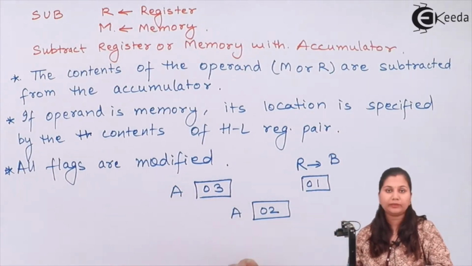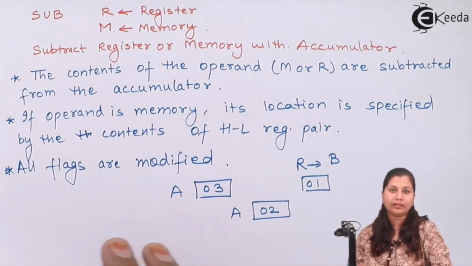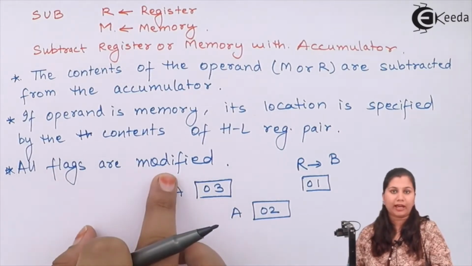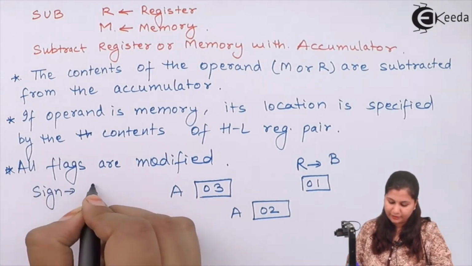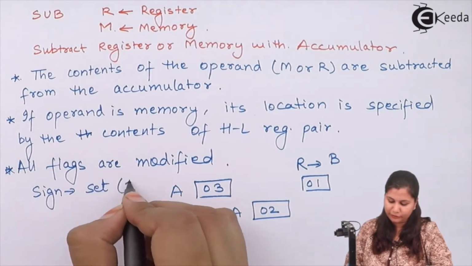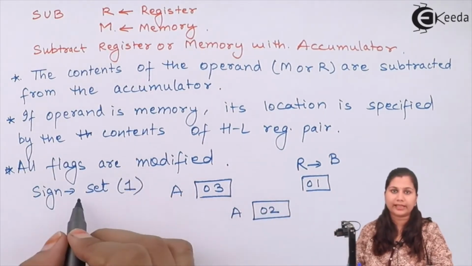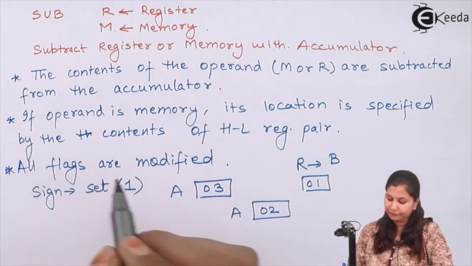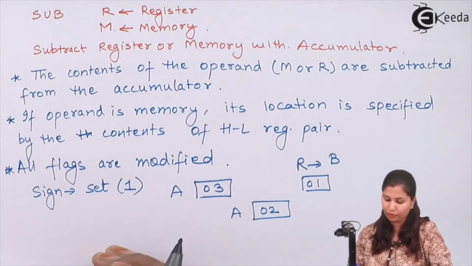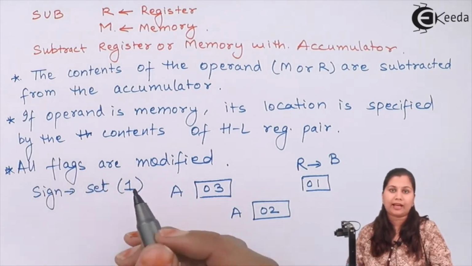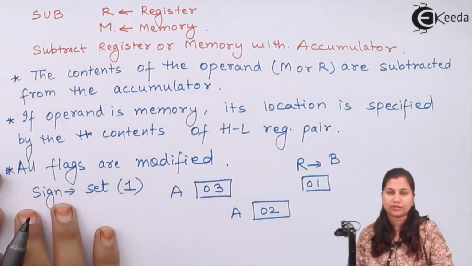So now you will get a negative number, and this negative number will modify the flags. The sign flag will be set, that means its value will be 1, if the result of the subtraction is a negative number. And if some carry is generated, meaning a borrow is generated, you have to borrow here, then the carry flag and all these flags are also modified due to this instruction.